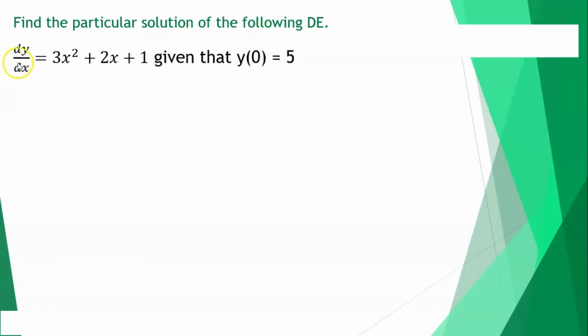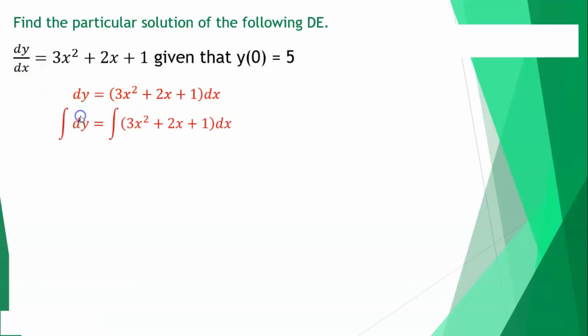Now find the particular solution of the following differential equation. dy over dx is equal to 3x squared plus 2x plus 1, given that y of 0 is 5. So again, rewriting this, we take the integral of both sides. The integral of dy is y. So 3x cubed over 3 plus 2x squared over 2 plus x plus c. Simplifying, y is equal to x cubed plus x squared plus x plus c.